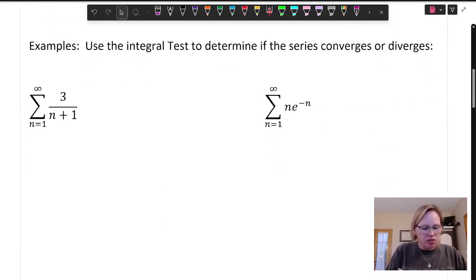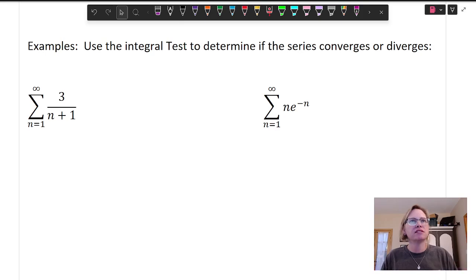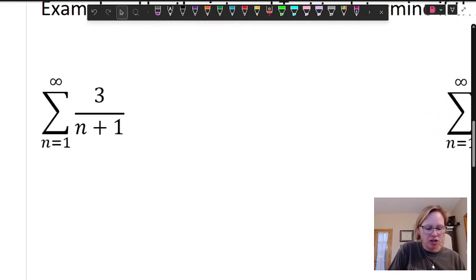So use our integral test to determine if the series converges or diverges. When I look at these two expressions, I can easily tell that if those n's were x's, I could find the antiderivative. The one on the left, 3 over x plus 1, the antiderivative is just going to be a natural log. The series on the right, if I express that as a function of x, I'm going to use tabular integration to find the antiderivative. So these kind of appear to be good integral test problems. Let's just take a look at our first one.